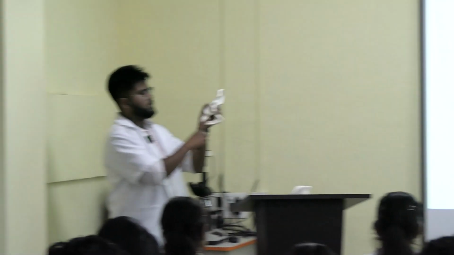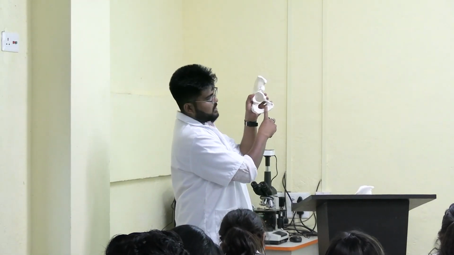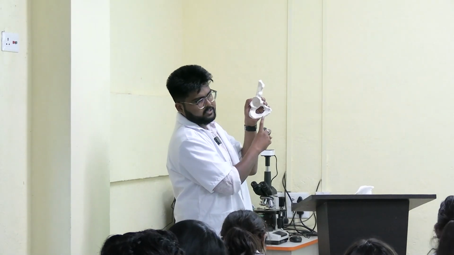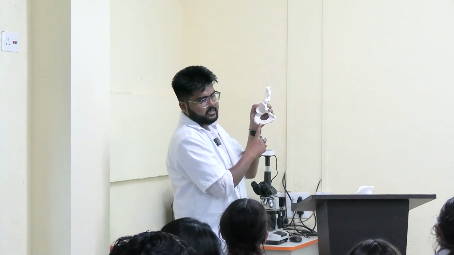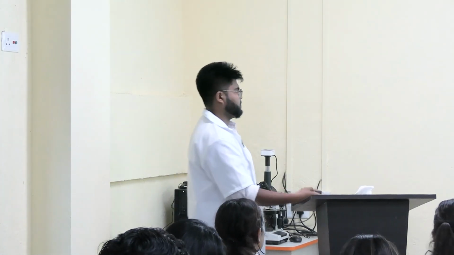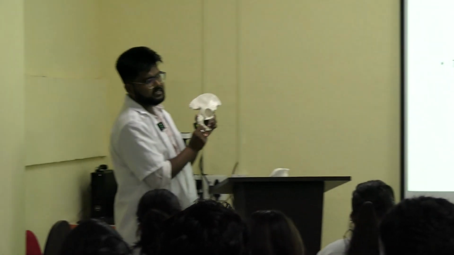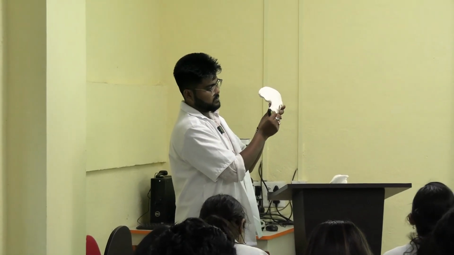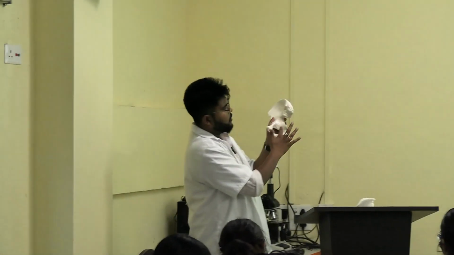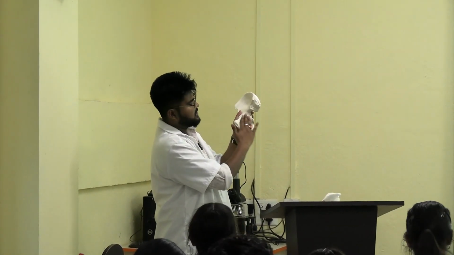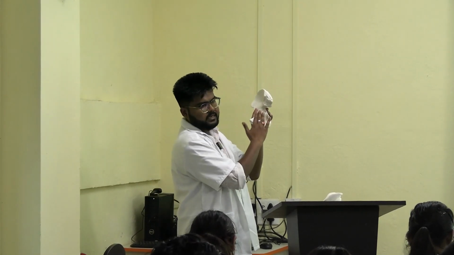First you see the femoral surface. Here 2 muscles are attached. One is obturator externus muscle, another is quadratus femoris muscle. On the dorsal surface, the obturator internus muscle tendon is attached here. And this is the pelvic surface. Here obturator internus muscle is attached. This surface is smooth, and it gives origin to the obturator internus muscle.